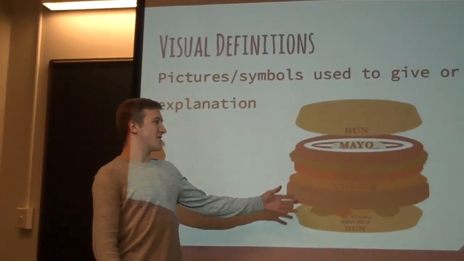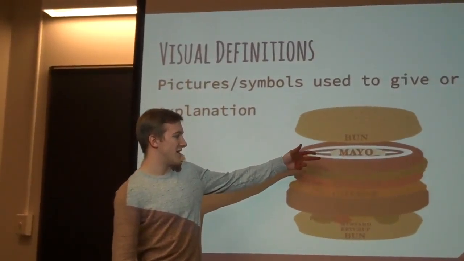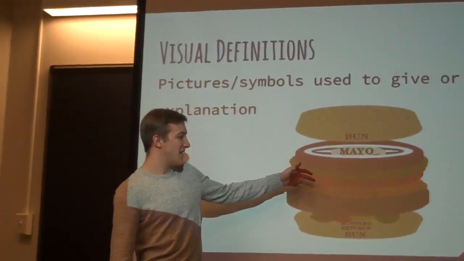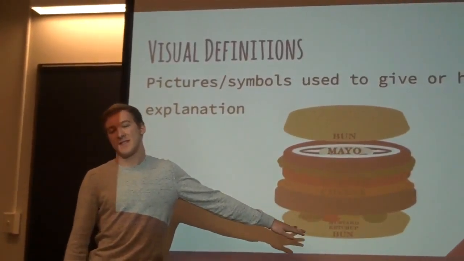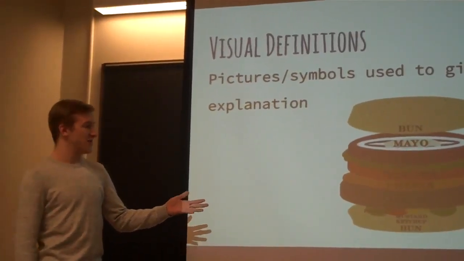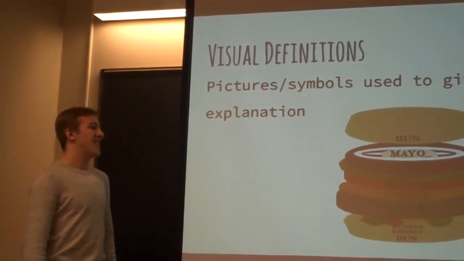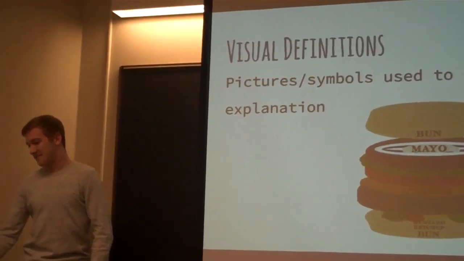So here's a cheeseburger: you have your bun, your mayo, your onion, your lettuce, your patty, your cheese, and this one has another patty, and then you have your condiments on the bottom. This helps give a visual definition, which makes it easier to understand something.